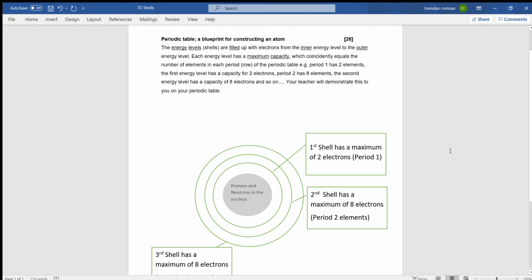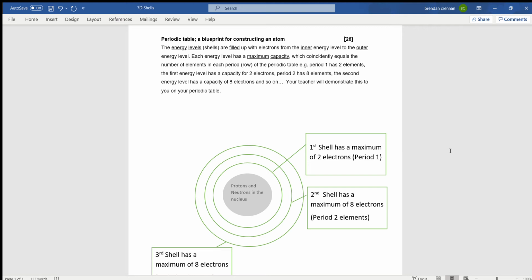Lesson 6, using the periodic table to construct a model of the atom. The nucleus contains the protons and the neutrons. We work out the number of protons from the number in the periodic table, the atomic number. So hydrogen has atomic number 1, so 1 proton. Sodium has atomic number 11, so 11 protons, and so on.